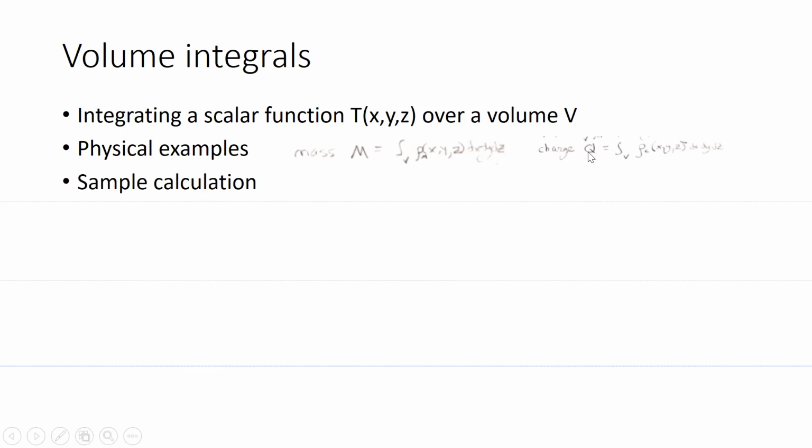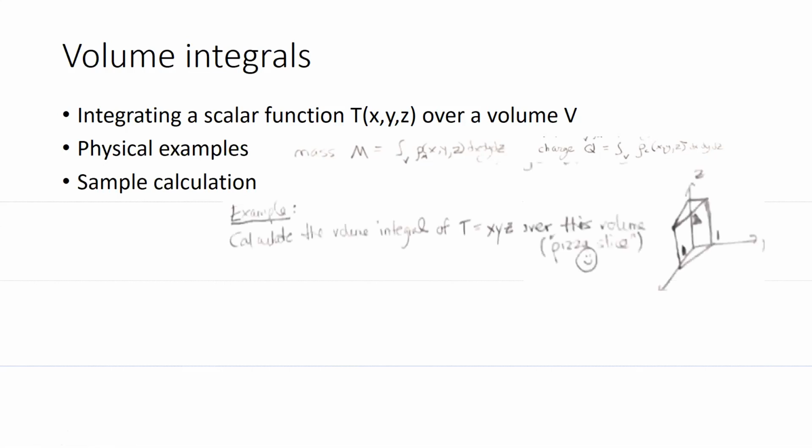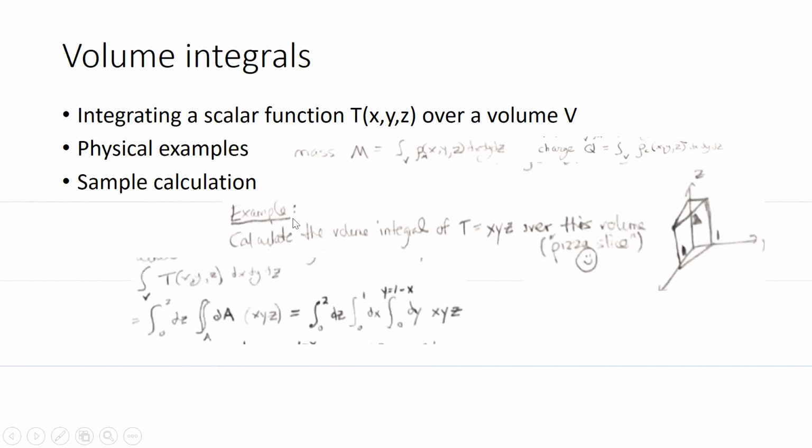All right, so a sample calculation. Let's calculate the volume integral of the function xyz over this volume here, which I've called a pizza slice, because it looks kind of like a pizza slice. It has x dimension 1, y dimension 1, and z dimension 2. So how do we do that?